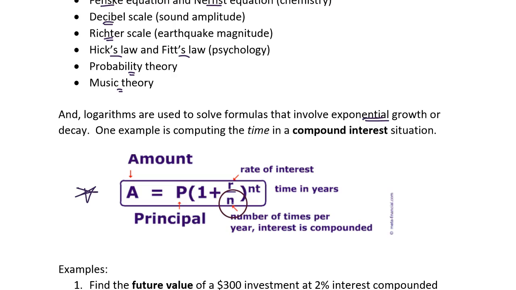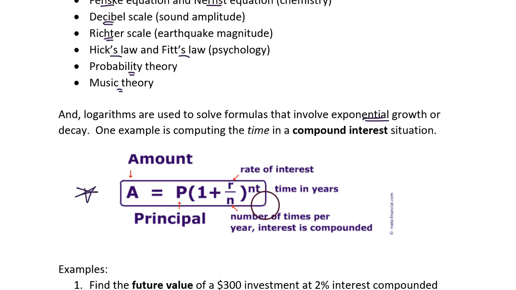The letter N is the number of times per year that the interest is compounded. Possibilities include monthly, in which case you'd put a 12 for N, or perhaps quarterly, in which case you would put a 4 for N. If the interest is paid only at the end of a year, you would put in 1 for N. The variable T is the time in years that the money is being invested. And so if you deposit some money for 5 years and want to know the future value after 5 years is up, for the letter T, you would input 5.